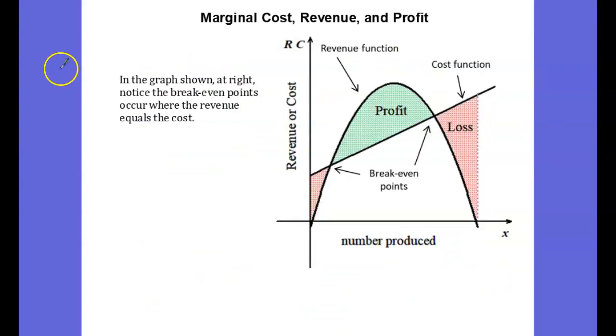Now let's look at a graphical representation of marginal cost, revenue, and profit. In the graph shown at the right, notice that the break-even points occur where the revenue is equal to the cost. A company would want to know how to make the most profit possible. And so the maximum or minimum profit can occur where the marginal cost is equal to the marginal revenue. In other words, where C prime of x, our cost function's derivative or slope, is equal to R prime of x, the tangential slope of our revenue function. However, maximum or minimum profits do not necessarily have to occur where MR equals MC. They could possibly occur at endpoints.